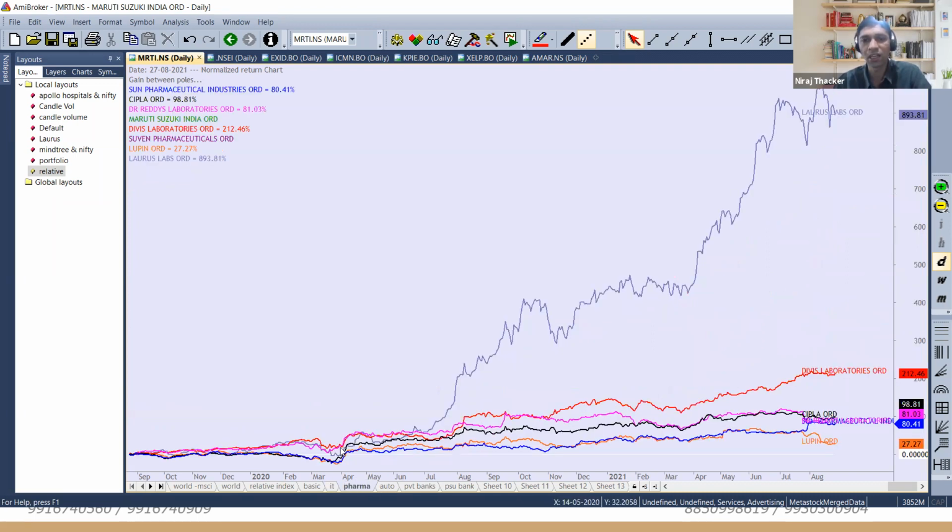So pharma, you can see clearly Laurus Lab is outperforming, and then Divis Lab. Laurus Lab is my portfolio stock. Divis Lab I use generally for hedging and option trading like that, though Divis also you can use for portfolio. Okay, like that.